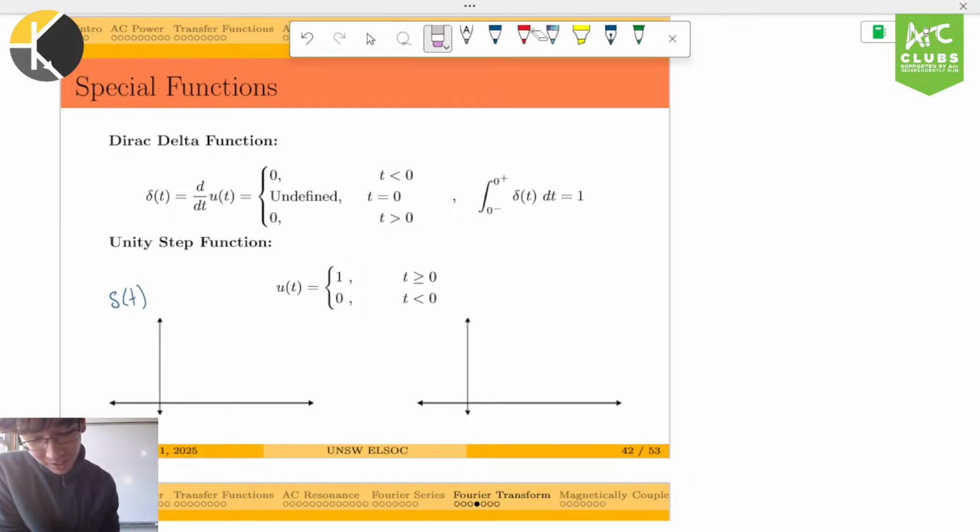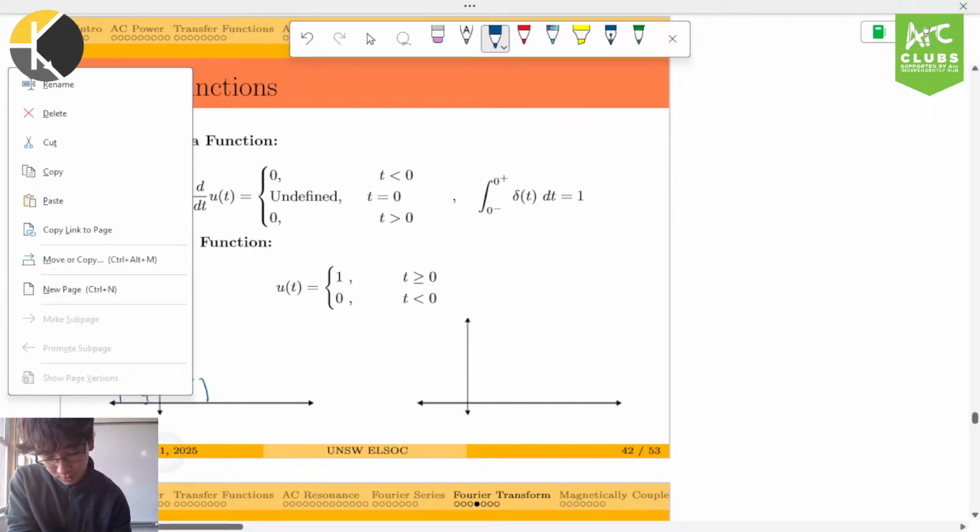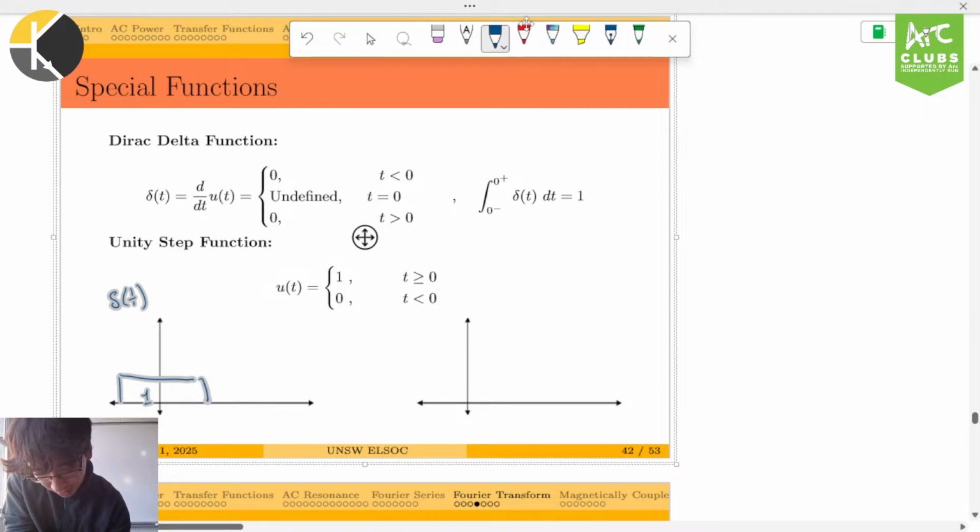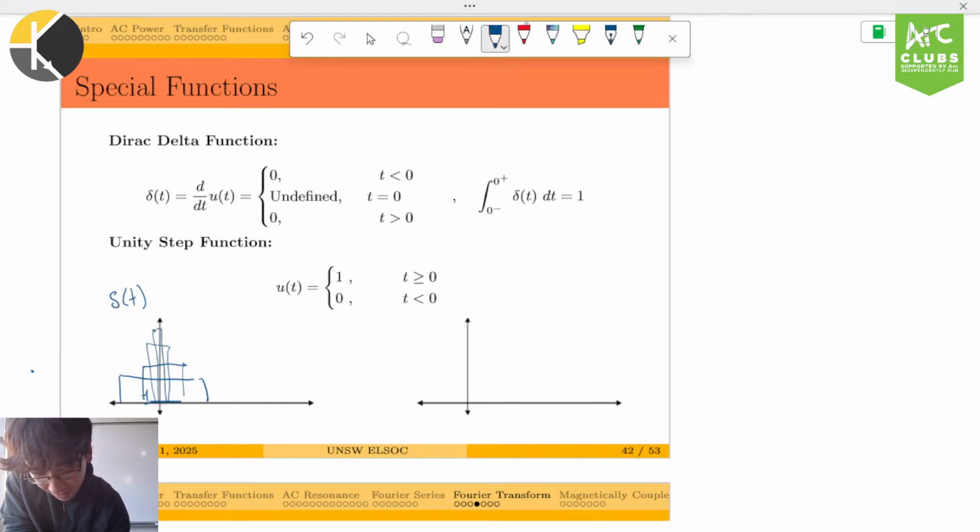Which sounds a bit weird because it's just a straight line pointing up, so how does it have an area? A good way of thinking about it is, say I start with a rectangle with an area of 1, and I keep compressing that rectangle to have a larger height, but maintain that area of 1. Eventually we're just going to have one peak with an undefined height, but an area of 1 underneath.